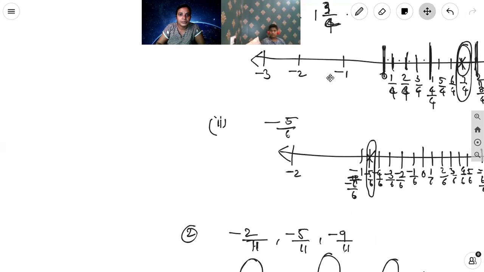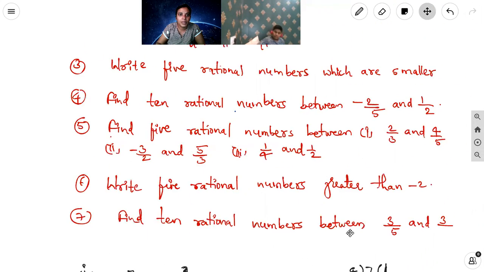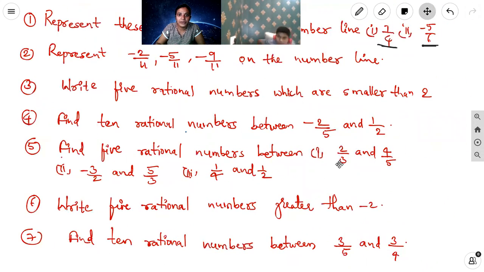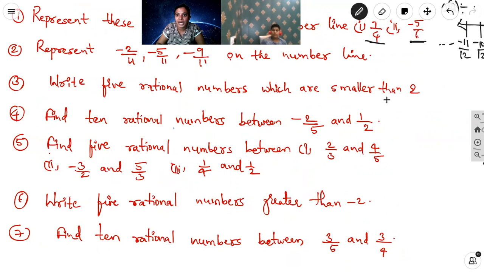Third one, write 5 rational numbers which are smaller than 2. Smaller than 2 means we can write minus 3, minus 2, minus 1, 0, 1, 1 by 2, 1, or 3 by 2. These all are smaller only.